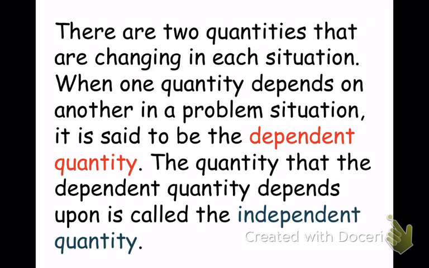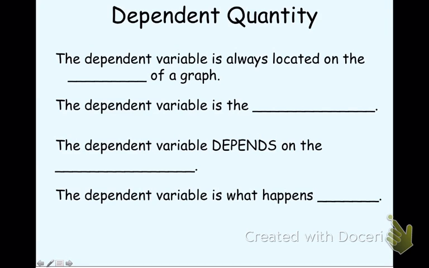So the idea is there are two quantities that are changing in each situation. When one quantity depends on another in a problem situation, it is said to be the dependent quantity because it depends on it. The quantity that the dependent quantity depends upon is called the independent. So we're going to fill in some definitions now. You should be writing on the right-hand side of your handout, filling in all the blanks.